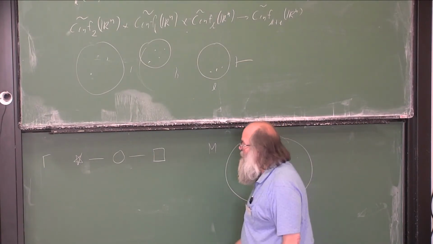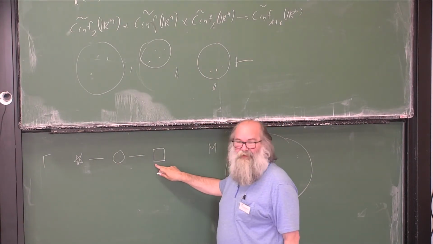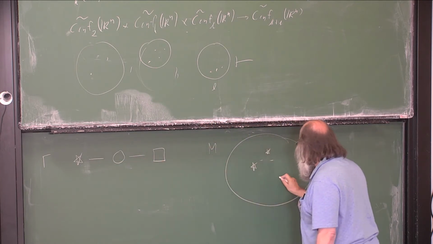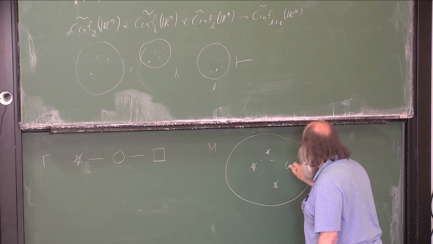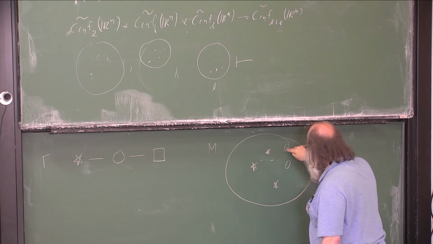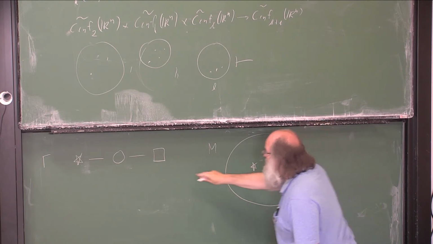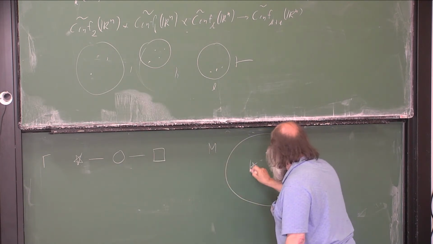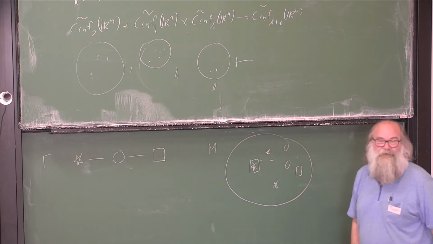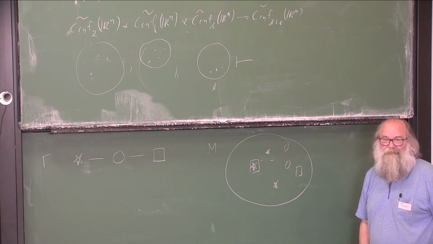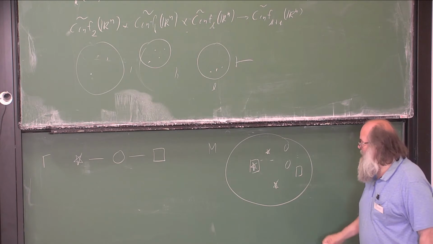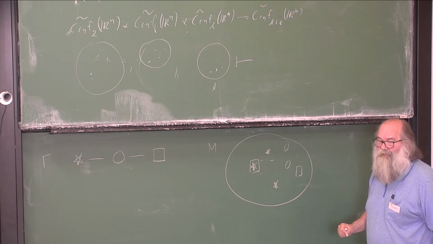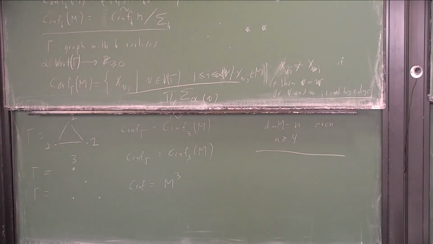Okay, so here's the graph. Three vertices, and you have edges here and there. And then these are not allowed to collide with those, but these are allowed to collide with them. So something like this, and these two could be at the same point. And so if they have the same type, they are allowed to collide.